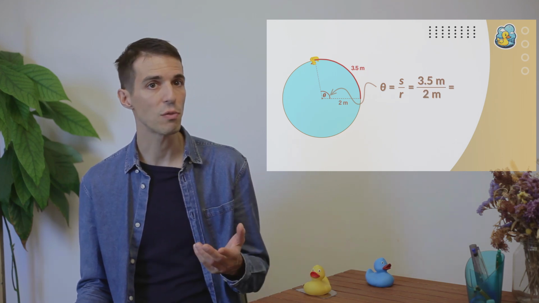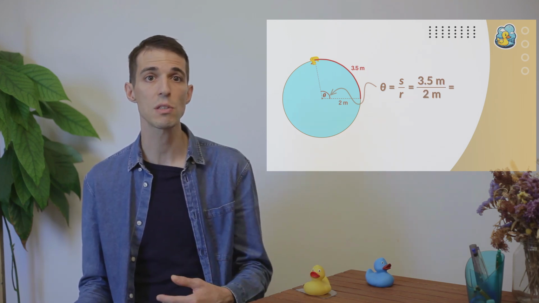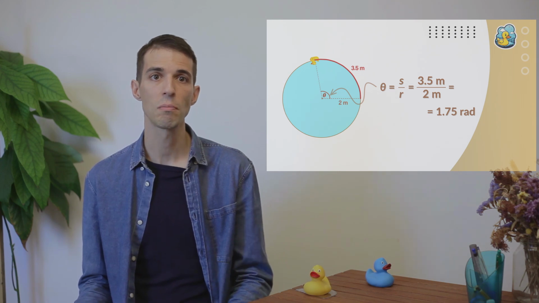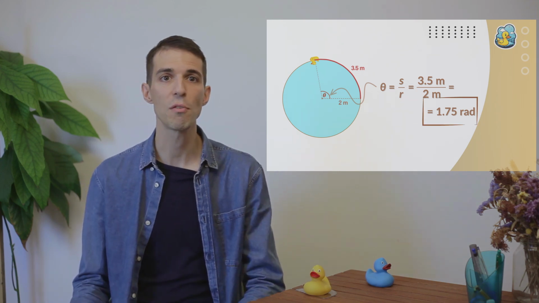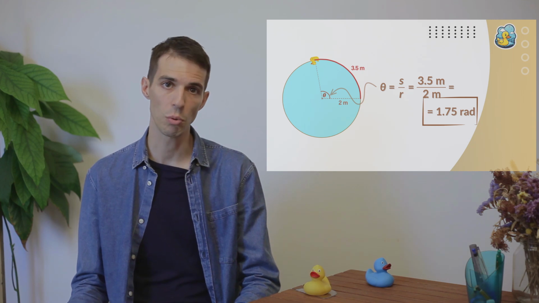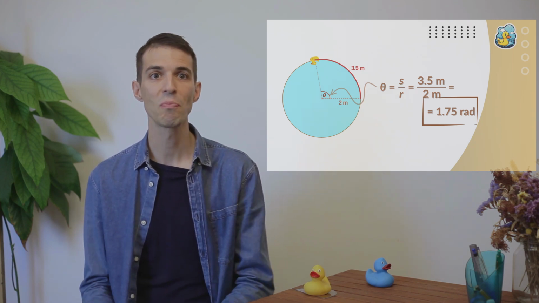Let's try a quick example. Imagine our yellow duck is floating along an arc that's 3.5 meters long and the radius of the pond is 2 meters. What's the angle in radians? We use the formula theta equals S over R. So we divide 3.5 meters by 2 meters, which gives us 1.75 radians. And there you have it, 1.75 radians. Not a simple whole number, but exactly what we need.